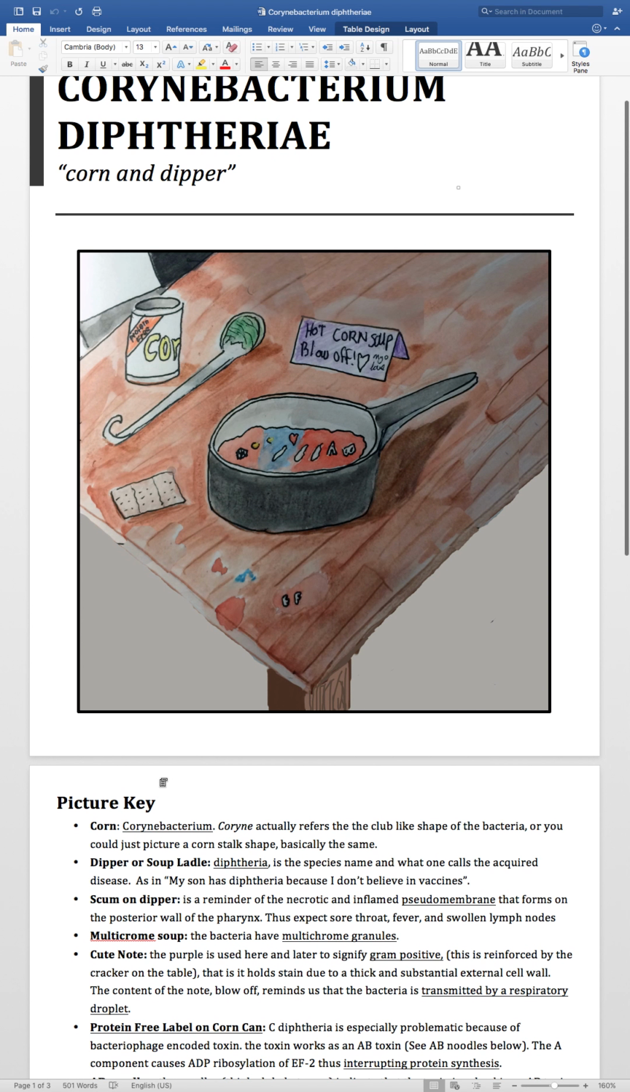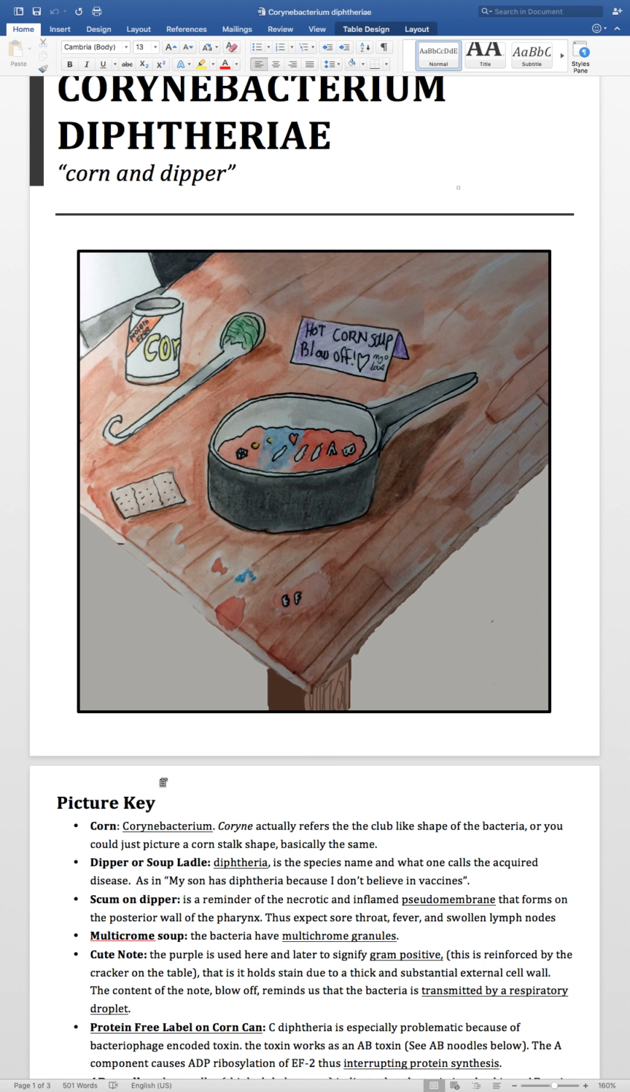So the corn in this is going to remind us that this is Corynebacterium, and Coryne actually refers to the club-like shape, or you can just picture a corn cob. So if you see a long club-looking or corn cob-looking bacterium, keep it differentially in your mind. This could be Corynebacterium diphtheriae.